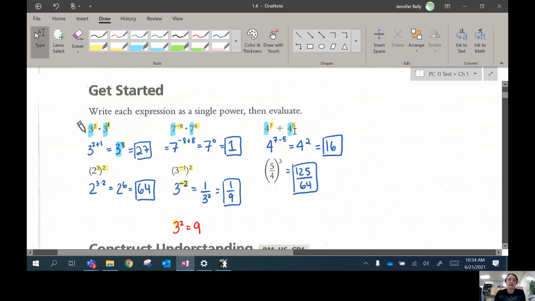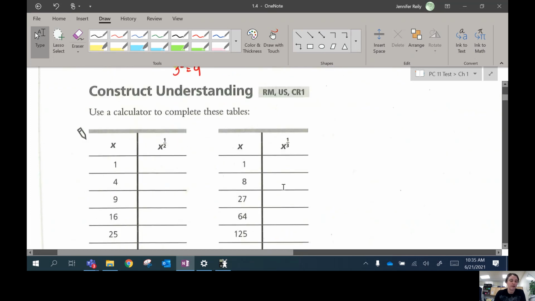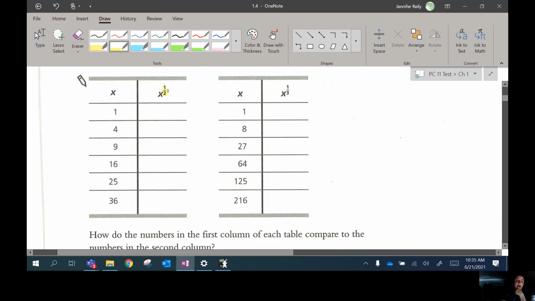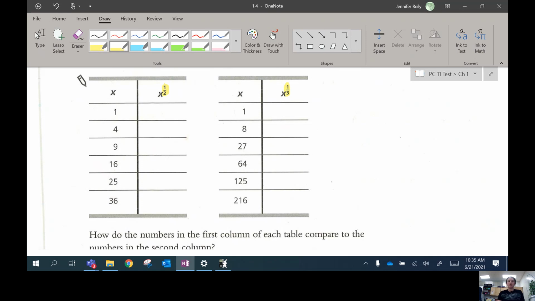Because in this chapter we've been dealing with rational numbers, today we're going to be talking about what happens when you have rational exponents. What happens when these exponents are fractions or decimals instead of whole numbers or integers like they are in these examples here. We're going to construct our understanding in these tables here. We're going to evaluate a bunch of numbers to the power of 1/2, and then we're going to take the power of 1/3 in this table. And what we'll see is it's actually similar to taking a square root or a cube root.